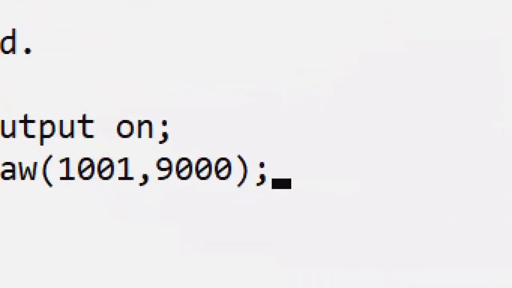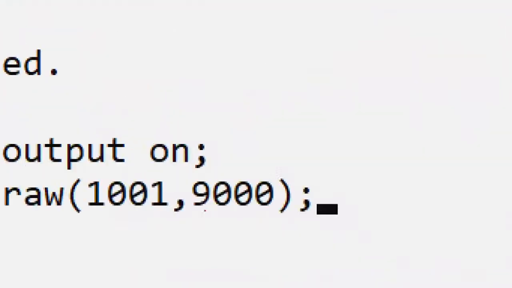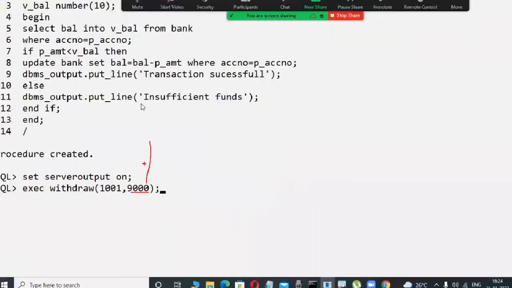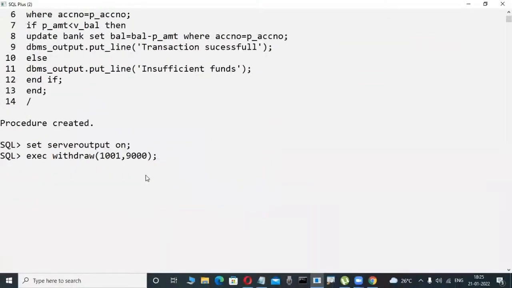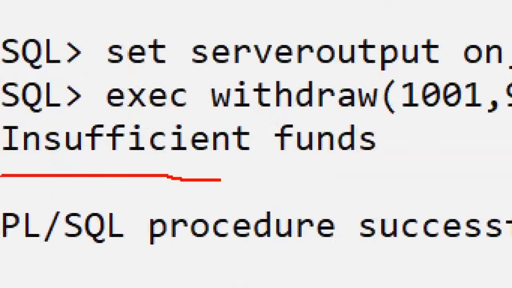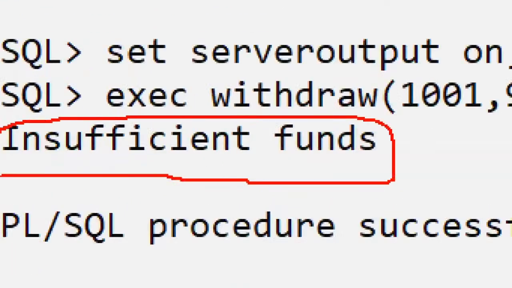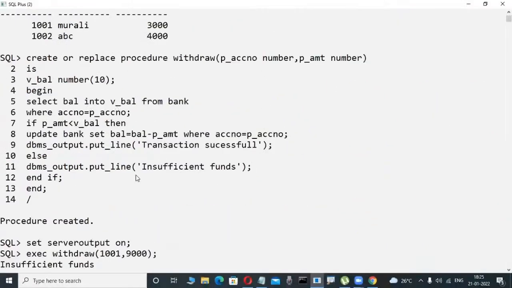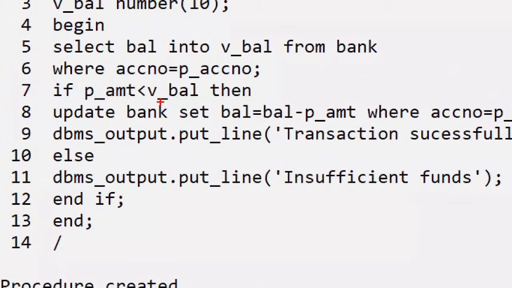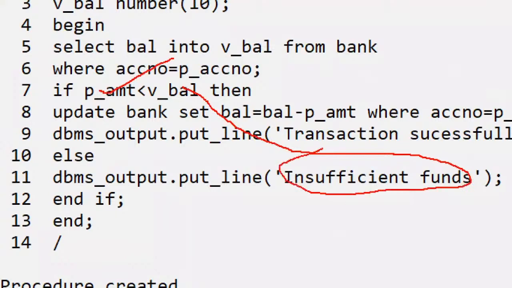Now, my account number is 1001, but I try to withdraw how much amount? 9,000, because I'm writing this program only, don't worry. Whenever I try to withdraw 9,000, is it possible? No. So now here it will give a message, insufficient funds. It will display the message or not? How is it possible? This coding is executed, whatever I'm writing is executed. Your amount is more than the available balance. That's why insufficient funds only. It will display the message or not? Yes.